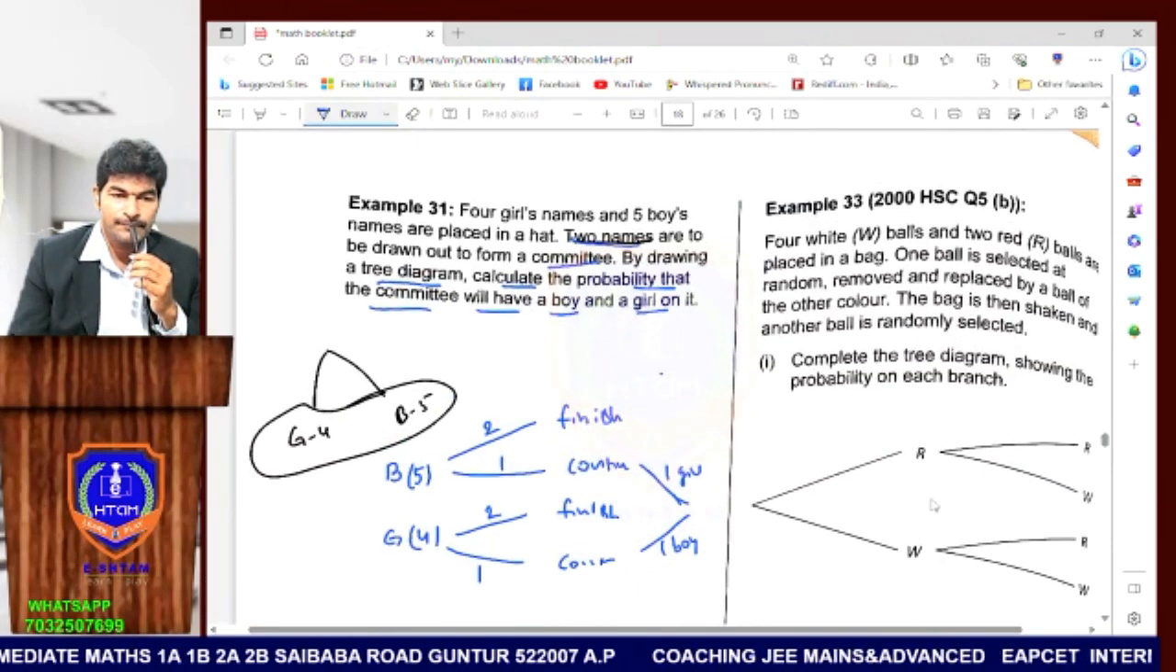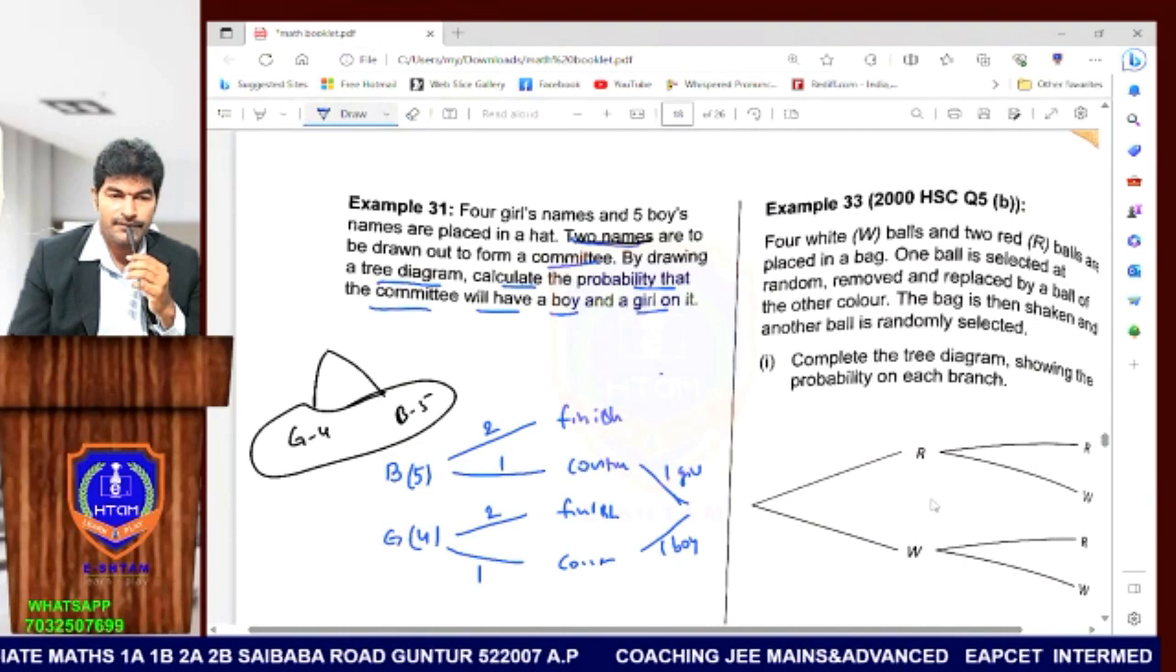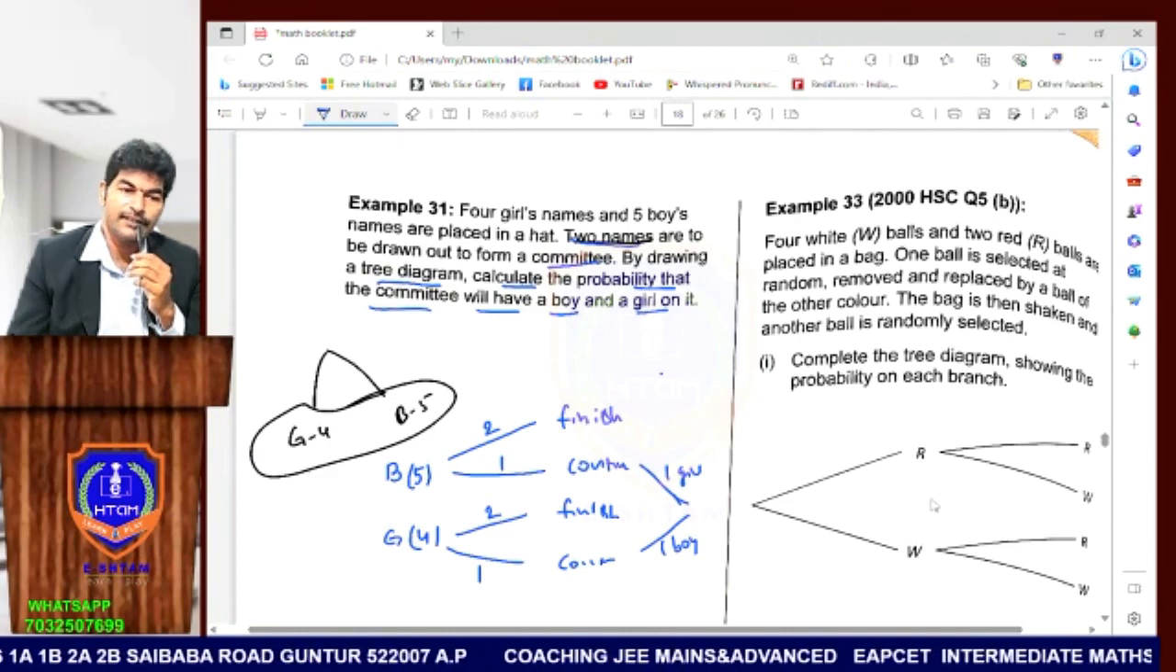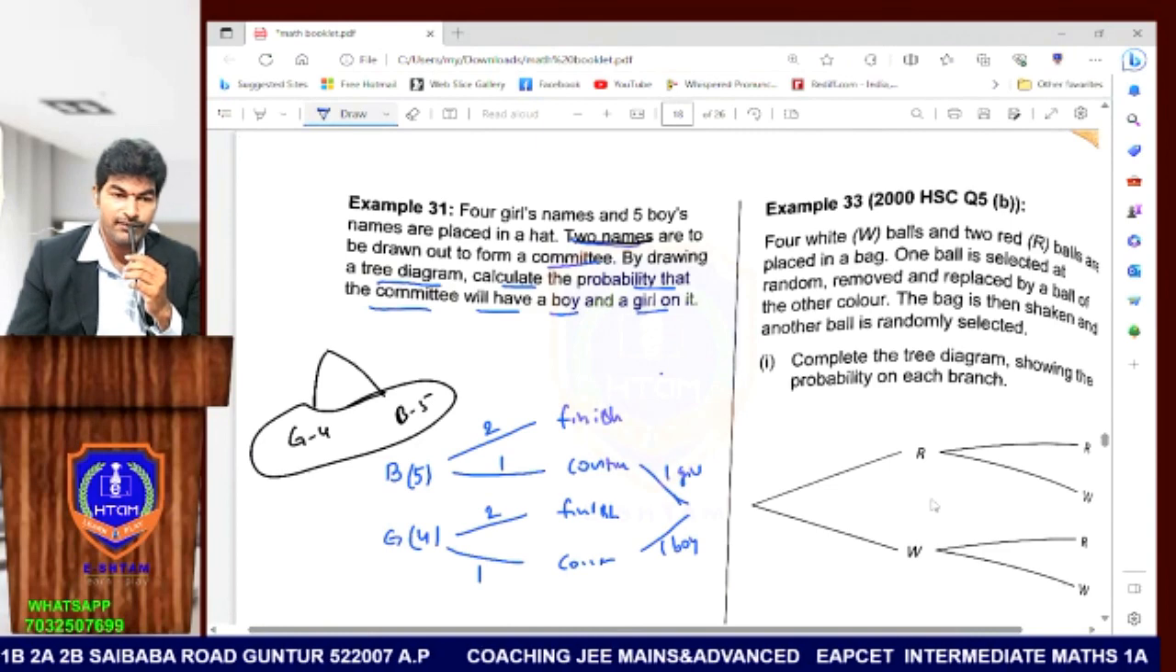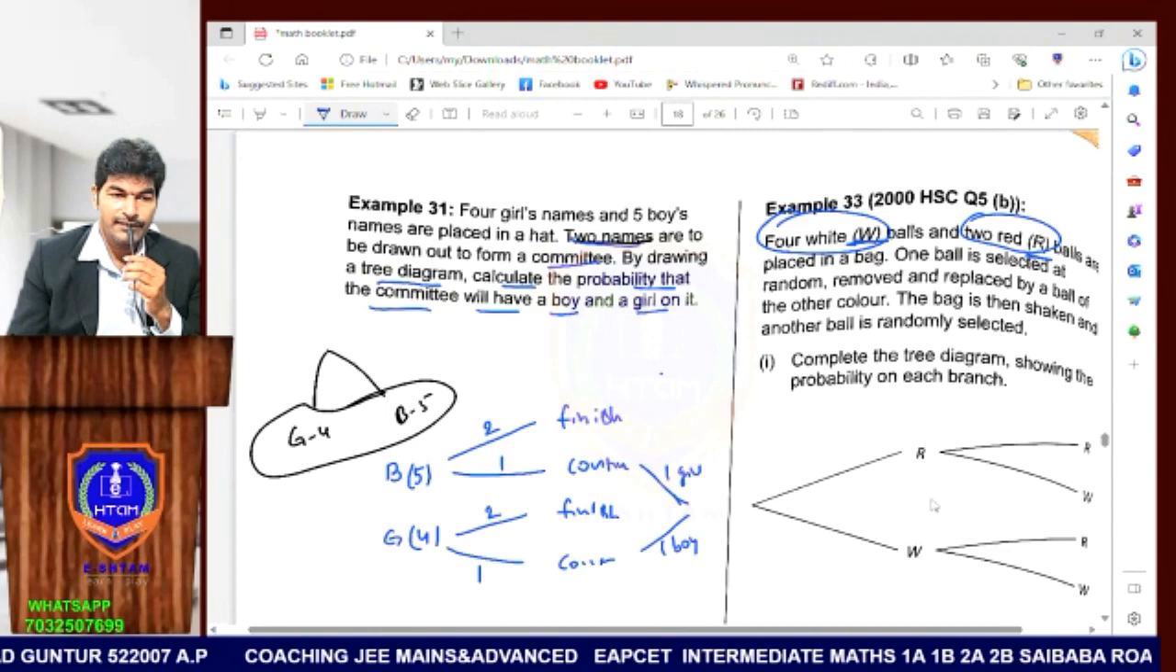Four white balls and 2 red balls are placed in a bag. One ball is selected at random from that bag, removed and replaced by a ball of the other color. So two colors are there, one is white and the other one is red. Four white and two red balls are placed in a bag. One ball is selected at random and removed and replaced by a ball of the other color.